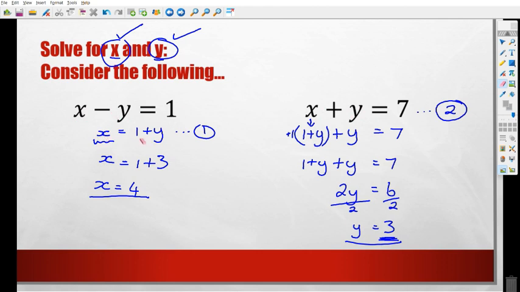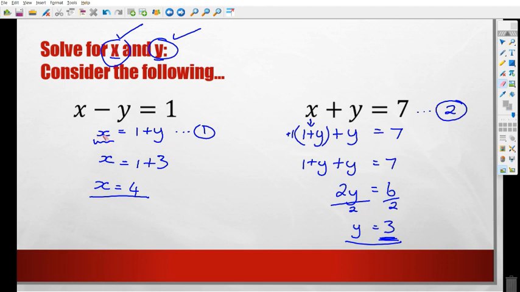So I made x the subject. Took my y across. 1 plus y, fantastic. Now I know what x is. So I go to the other equation. Do I have an x here somewhere? There's my x. I just solved it. x is equal to 1 plus y, so this x is also 1 plus y. Then plus y, 7. I solve for my y. I've got my y now. And now I need x. I don't have x.